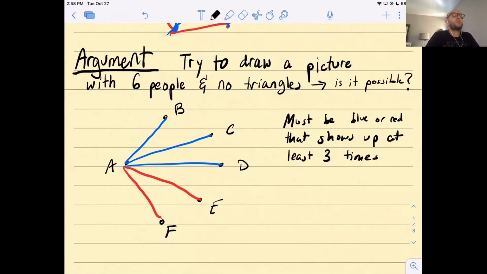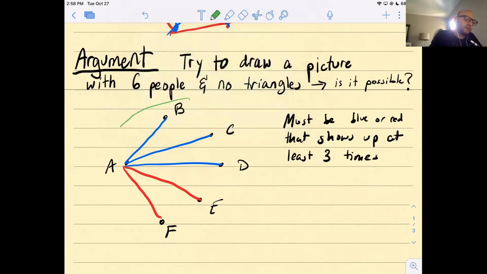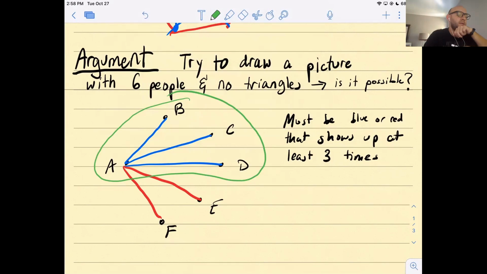If there's 4 blues, that's fine, or if there's 5 blues, that's no problem, because we're only going to focus on the 3 blues. Okay, now let's focus on this region right here, the 3 blues that we got. By the way, it could have been B, D, and F. Those could have been our 3 blues. But I'm just drawing it this way so that it's easier for us to see something.